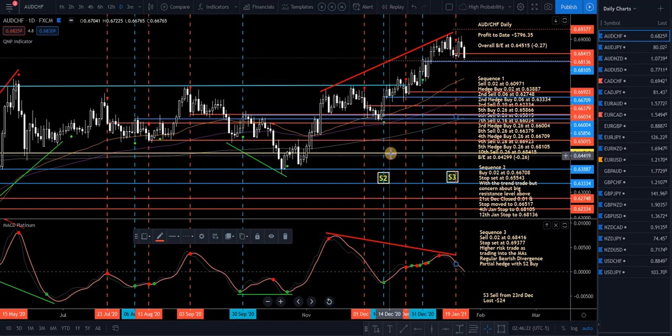So it's Aus Swiss. This yellow line here is my overall break even for all trades. You see it there. You'll see other notes. There's a previous sequence 3 sell trade from the 23rd of December, which was on here. I actually took a separate sequence 3 and I lost $24 in that trade. So this is the second attempt at this sell. Remember, with the MACD Platinum, I'm looking to sell when it's above the 0 level, which is this grey line here, and buy when it's below the 0 level.